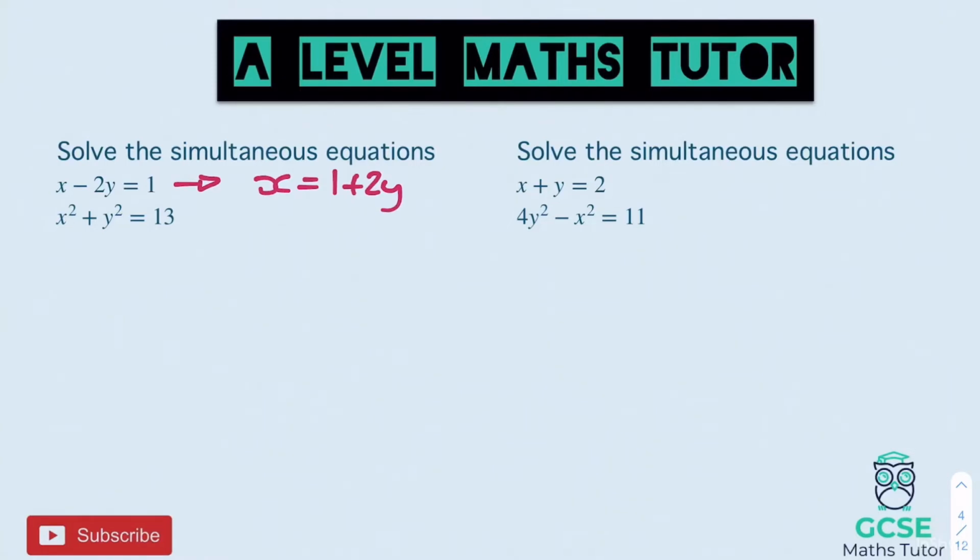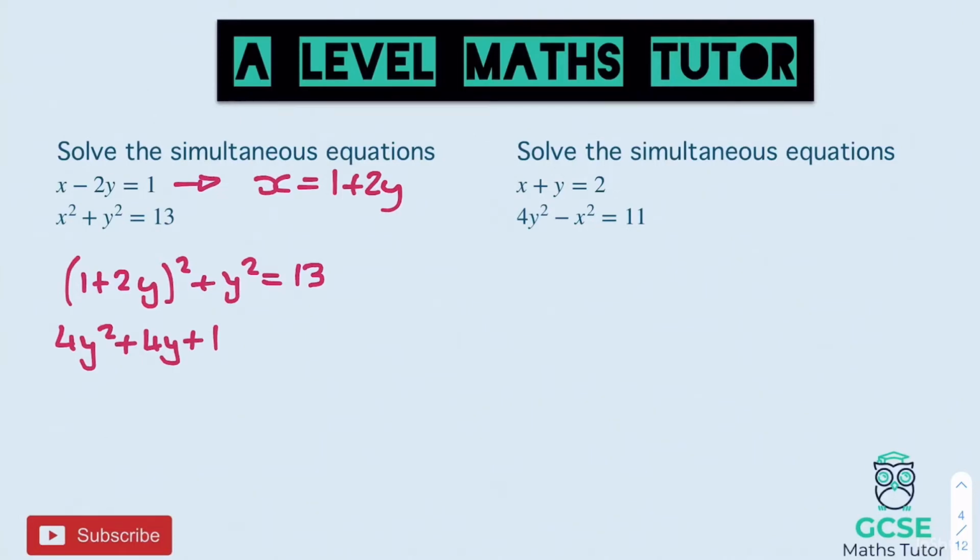So if I sub that in, x is now 1 plus 2y. So we've got 1 plus 2y squared plus y squared equals 13. There we go. Expanding that bracket out, you get 4y squared. Obviously you can write out your double brackets. We've got two lots of 2y, so that's 4y, and then 1 times 1, which is 1.